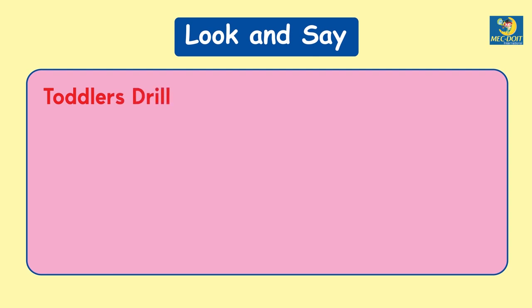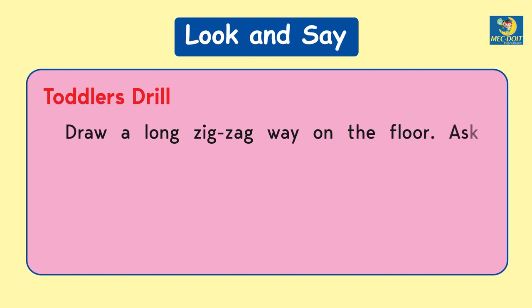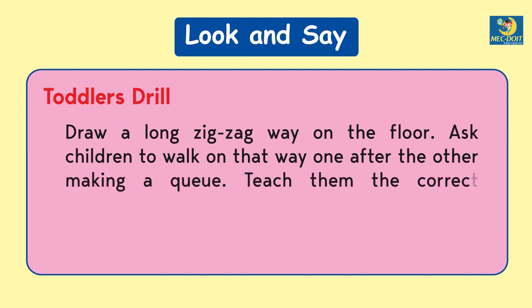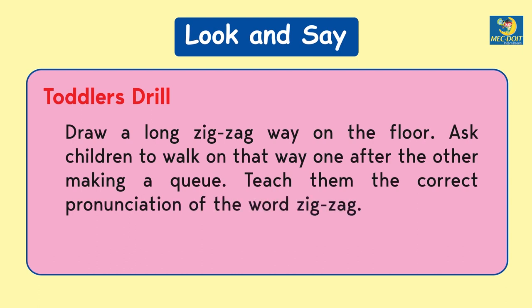Toddler's drill. Draw a long zigzag way on the floor. Ask children to walk on that way one after the other, making a queue. Teach them the correct pronunciation of the word zigzag. Let us revise.